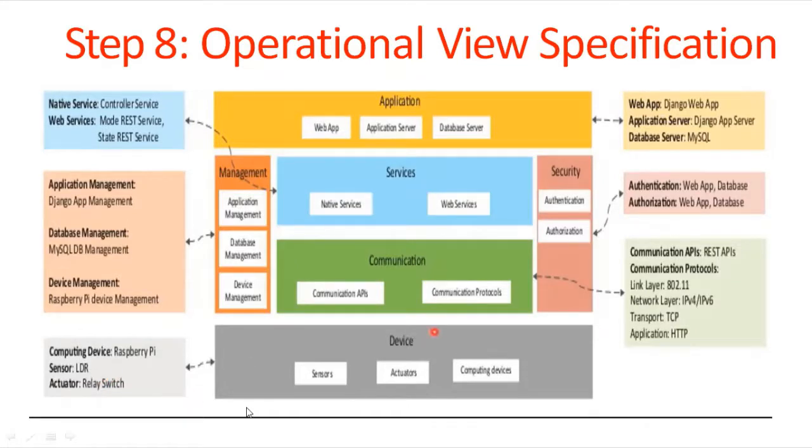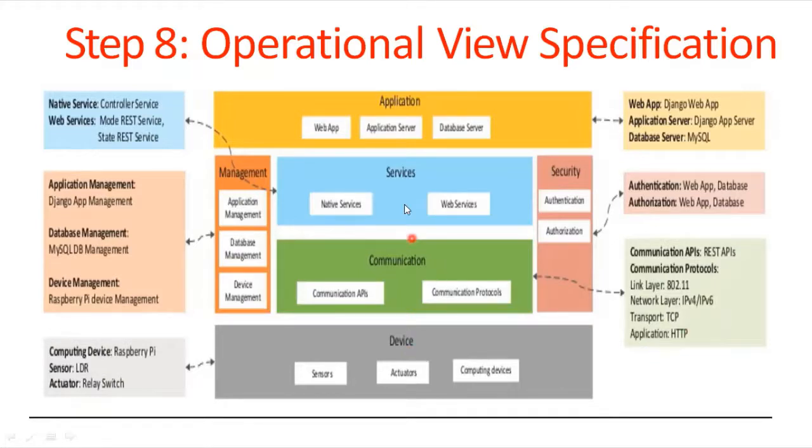This is for particular devices. Here, coming to the communication. When you perform the communication based on a REST API, the communication protocols available here are 802.11, then IP version 4 and IP version 6, then the transport layer protocol TCP, and then the application layer protocol HTTP, hypertext transfer protocol. These are all communication layer protocols.